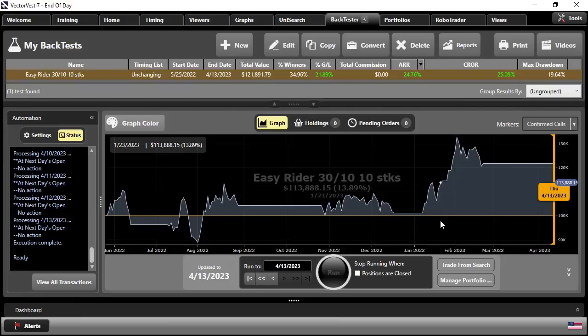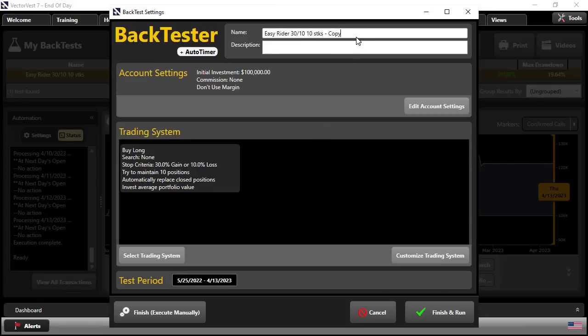So one of the things I can do to minimize volatility is to, instead of buying 10 stocks all at once on the first day, step in two stocks at a time into the move to spread my risk over time as I build the portfolio. And of course, any replacements would also happen two at a time. So to run that variation on the theme, let's strike a copy. And I'm going to change our name to Easy Rider 3010, 10 stocks, two at a time.